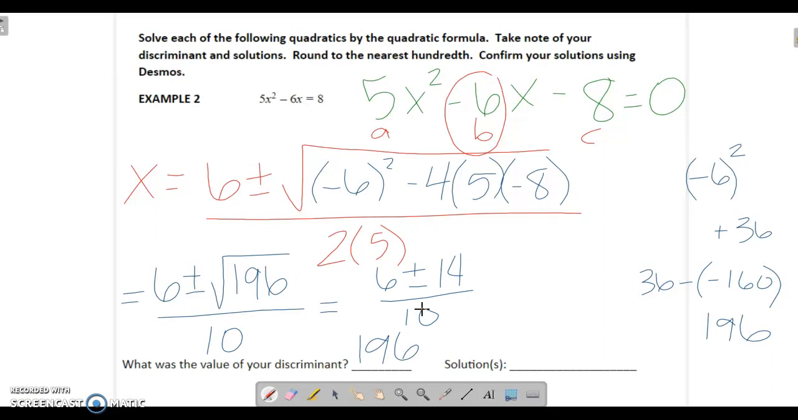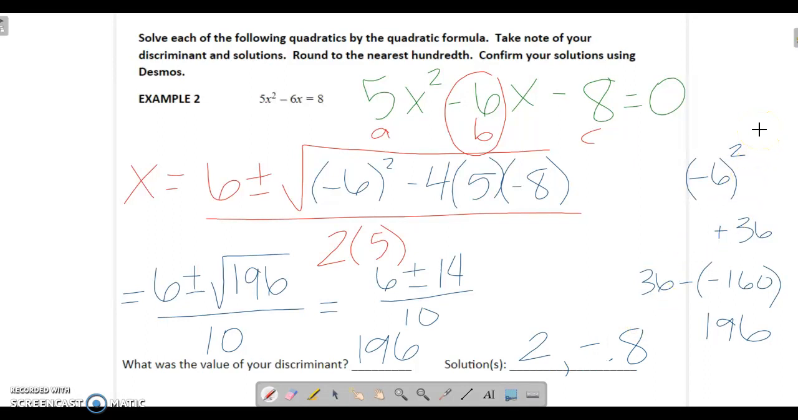If you do 6 plus 14, that's going to be 20, divided by 10 is 2, so 2 is a solution. And if you do 6 minus 14, that's going to be negative 8, and then you divide that by 10 and get negative 0.8, or negative 8/10. So we can write that as negative 0.8. So again, let's check that.